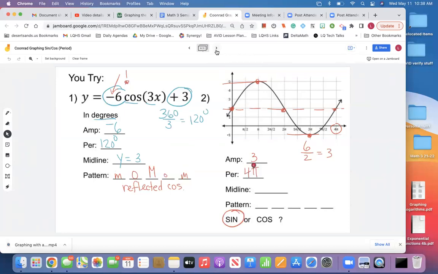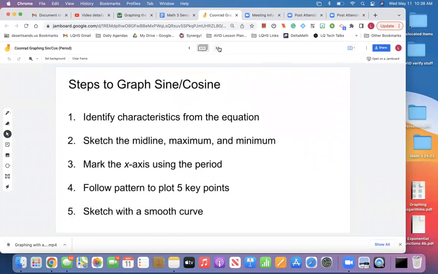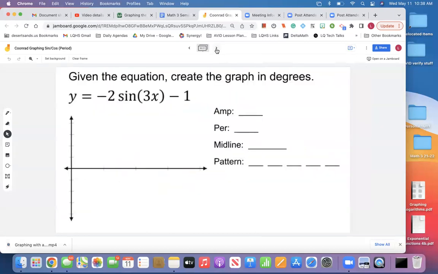The midline is at y equals 2, and the pattern is 0, max, 0, min, 0. Okay. On the next slide on the Jamboard, pause it. Those are the step-by-steps. And here we go. Okay. It's not too bad. I'm going to walk you through step by step.